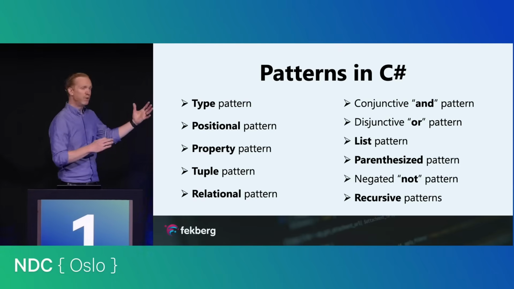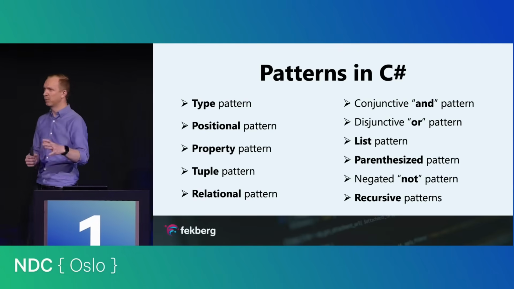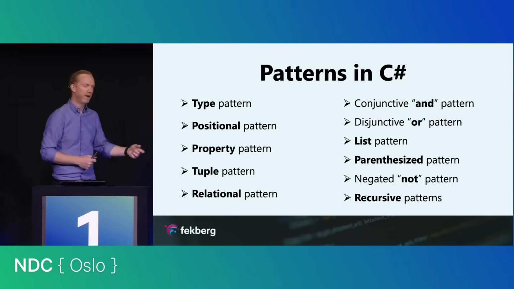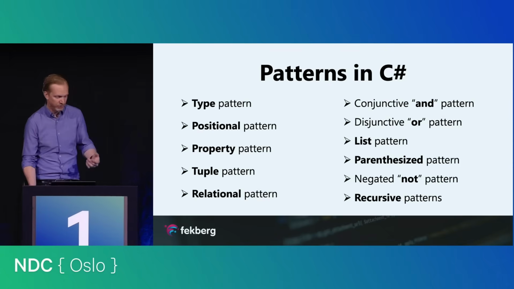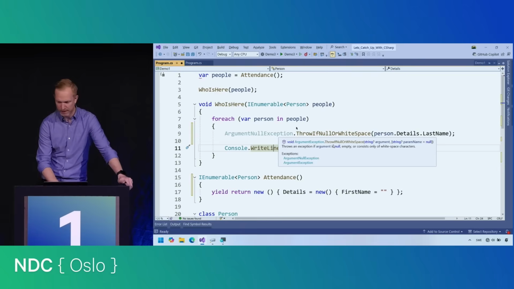We also, if we use more than one pattern, it will first check the first pattern, of course. Like if it's a type, it will do that, and then recursively check the property value, and then recursively check whatever else you're checking, right? So let's jump over to Visual Studio again.